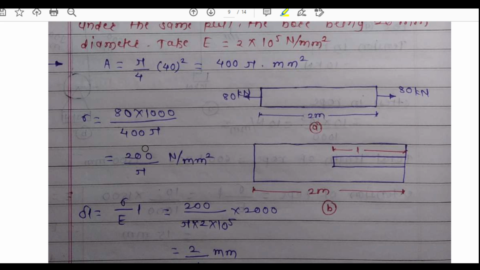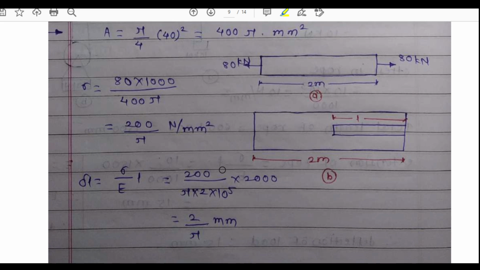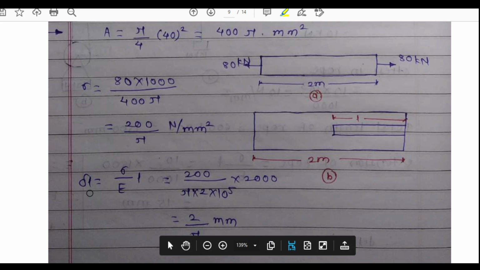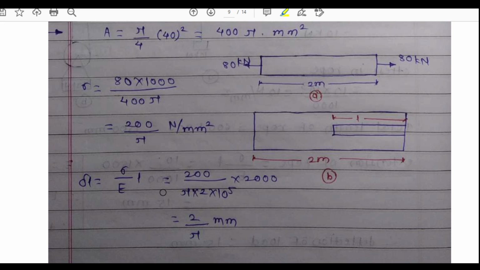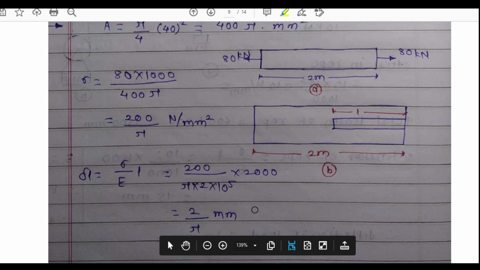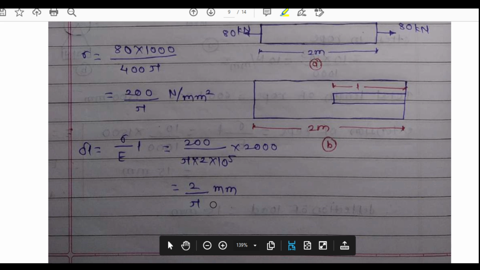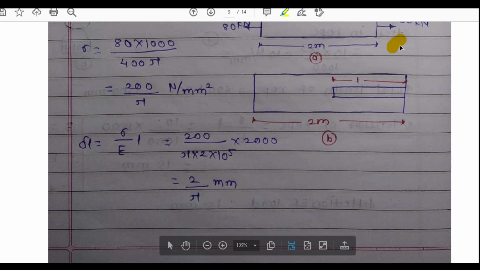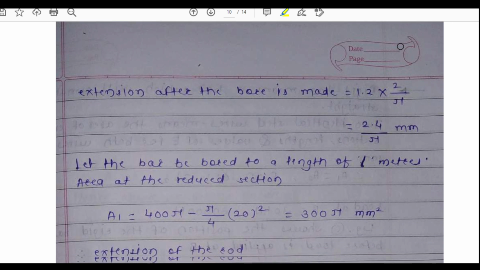Okay, by simple mathematical calculation we get 200 divided by pi newtons per mm square. Now for this, the extension will be delta L equals sigma upon E into L. We have already found the value of sigma, E is given as 2 into 10⁵, and the total length is 2 meters, that is 2000 mm. So the delta L will be 2 divided by pi mm. This is for this rod. Now we will move further to the extension after the bore.